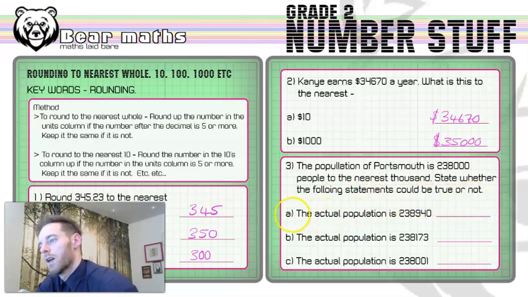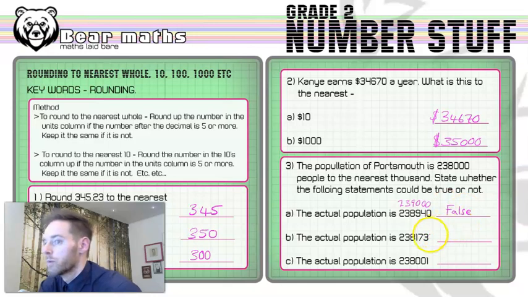All right. A, the actual population is 238,940. So if we were rounding this number, this is what we're going to have to do. We'd have to see if it would round to this. Okay, to the nearest 1,000. So let's go to the nearest 1,000. That 8 is going to turn into a 9. That would be 239,000. That is not the same as what we were given in the question. So therefore, that is false. Or not true. If you want to write not true, that would make sense as well.